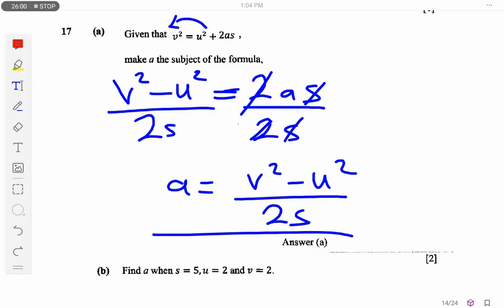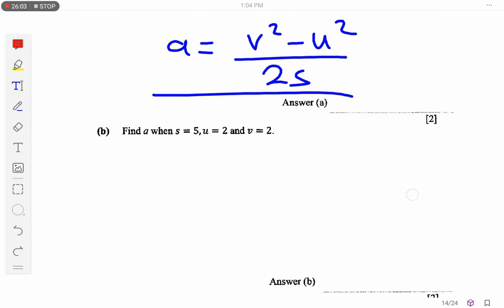That's the final thing. Then we are now asked, find a when we have s is equal to 5, our u is 2 and our v is 2. So it's now a matter of substituting into our equation.